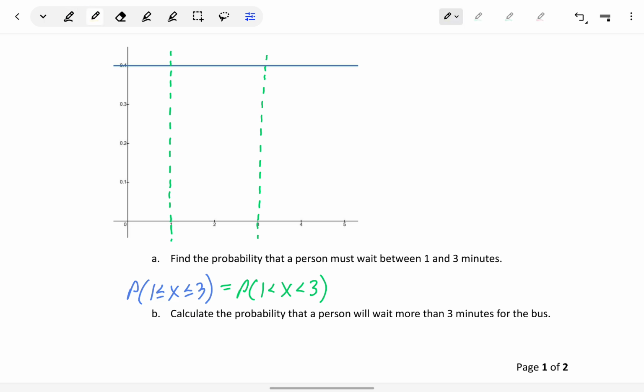In order to find this probability, what we're going to do is calculate the area between the curve and the x-axis bounded between these two values. That is, we're going to find the area below the curve between x equals 1 and x equals 3. Since we're dealing with the uniform distribution, and that's just a straight horizontal line, we end up with a rectangular region, so we can calculate that area as just length times width.